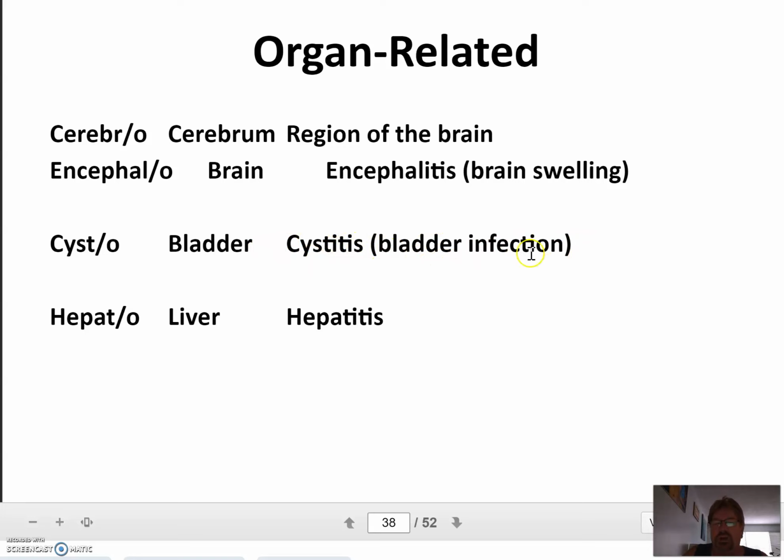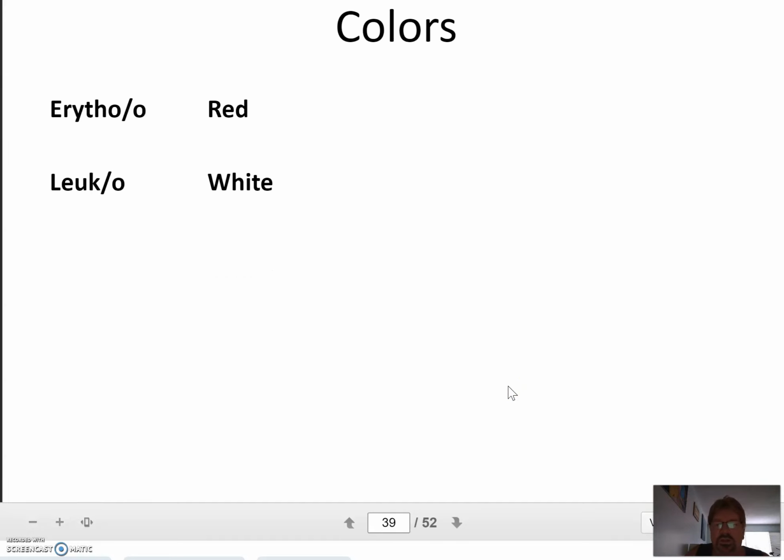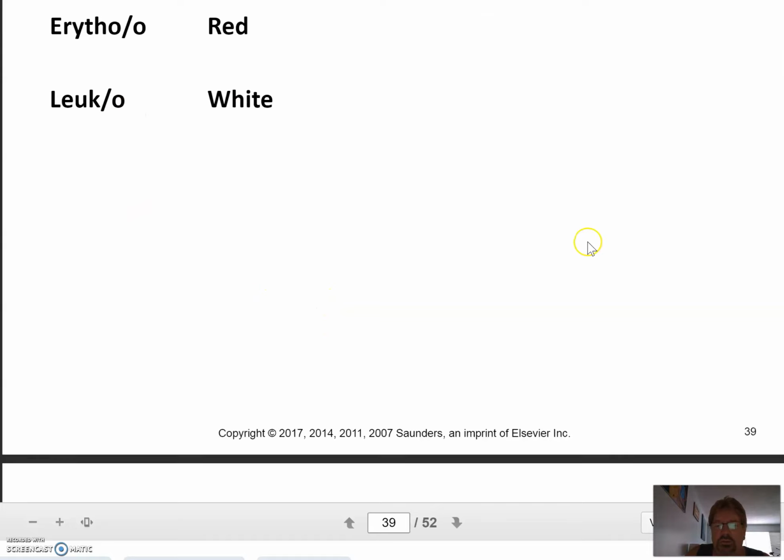Now, see, here's an example where itis means infection, just like I said. Hepato means liver. Hepato is the root word for liver, very important. Hepatitis is inflammation or infection of the liver, often caused by excessive alcohol consumption. Erythro means red. Most commonly, you'll see this describing red blood cells, which are called erythrocytes. Leuco means white. The white blood cells are called leukocytes. These are important. You have to know these. Erythro red, leuco means white.